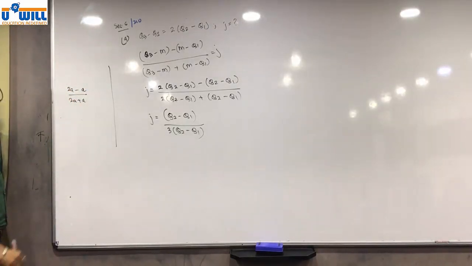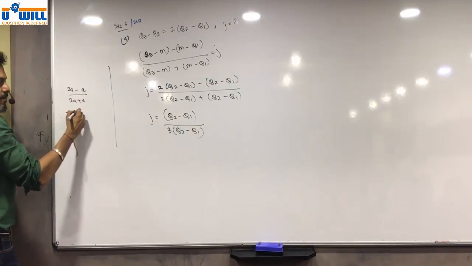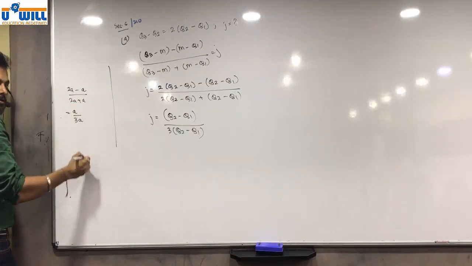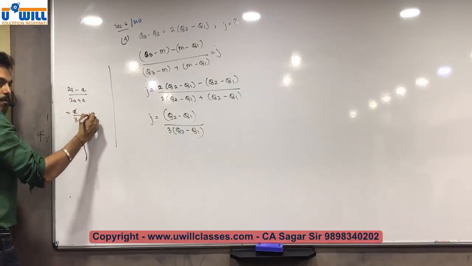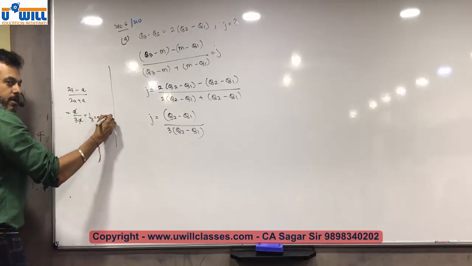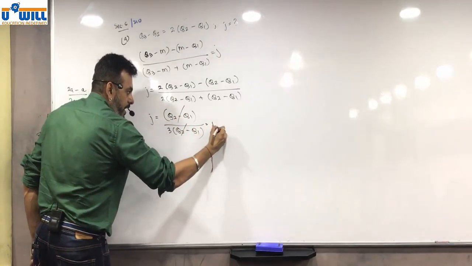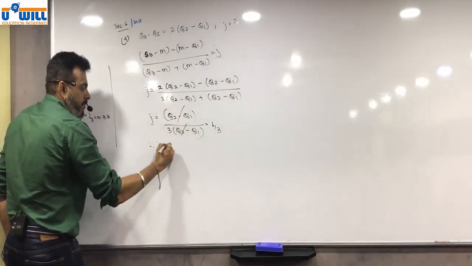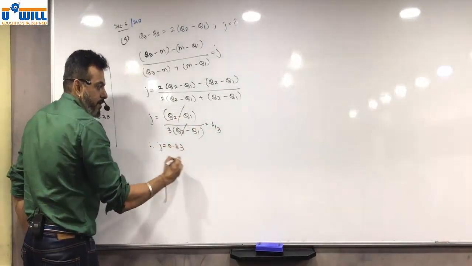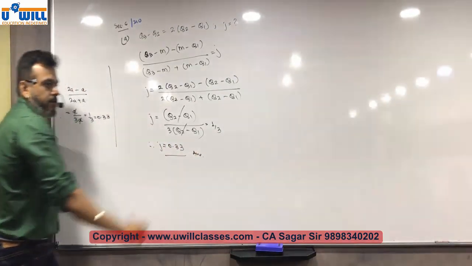So it is what? 2A minus A upon 2A plus A. Understood now? Which is equal to what? 2A minus A is A. And this is 3A. A cancels, 1 by 3, which is 0.33. So this cancel is equal to 1 by 3. Therefore J is equal to 0.33. Answer.